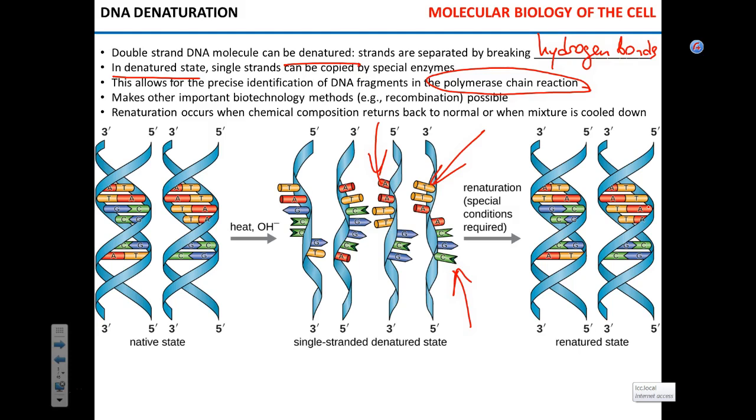Okay, another method that this makes possible is so-called recombination, when you have two different DNA strands and the enzyme that copies them jumps from one strand to another. Okay, it's like you're writing a book, copying something from the book, and somebody changes the book that's in front of you, and you continue copying, but it's a totally different text.